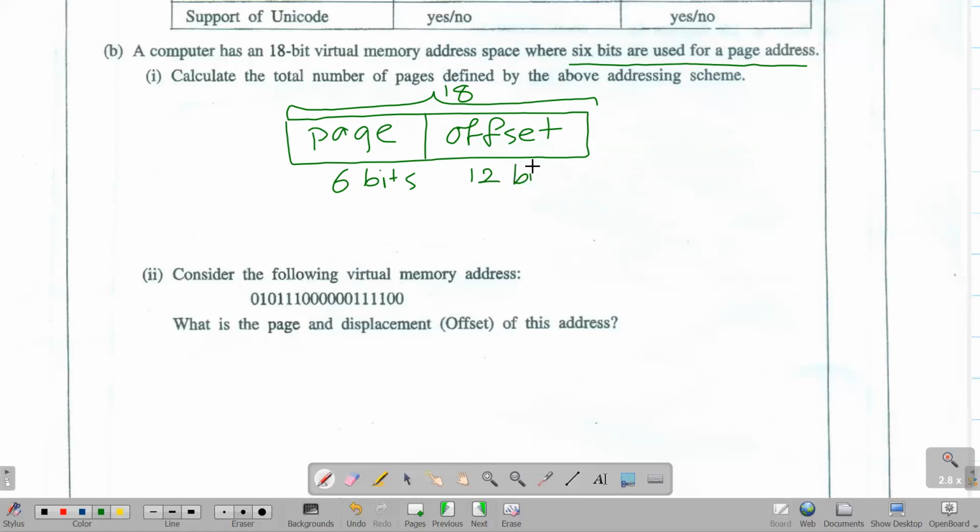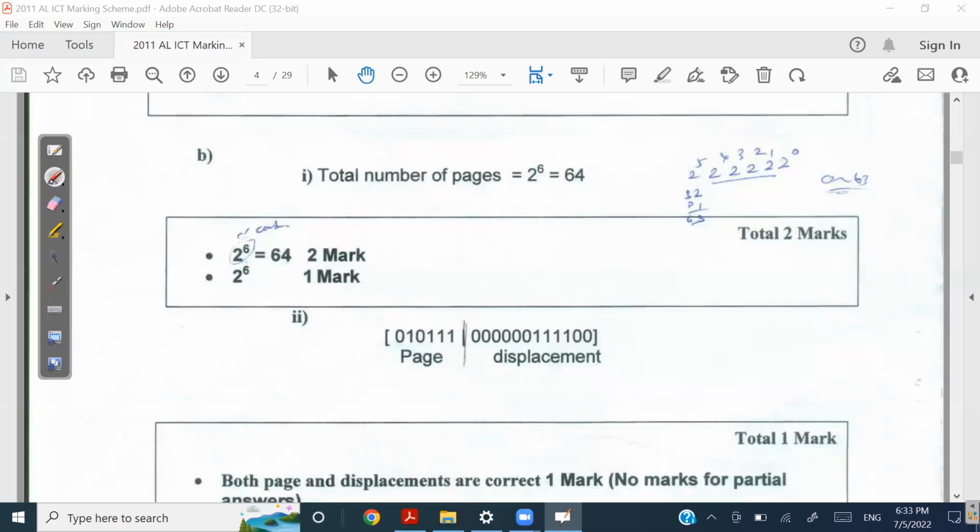So 12 bits for the offset, right? So if you want the total number of pages, you can take 2 to the power of 6, because 6 is the number of bits that represents the page number. So it's 64, right? As you can see, 2 marks will be given if you say 64, only 1 mark is given if you say 2 to the power 6.